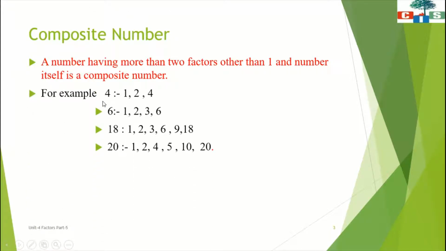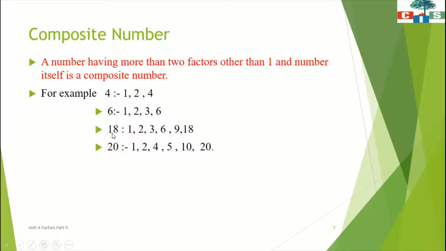For example, we have first 4. What are the factors of 4? 1, 2 and 4. There are three factors of 4. Therefore, it is a composite number. What are factors? If we divide the number by any of its factors, we get remainder 0. Now we will see factors of 6. What are the factors of 6? 1, 2, 3 and 6, that is the number itself. Since it has more than two factors, it is a composite number.